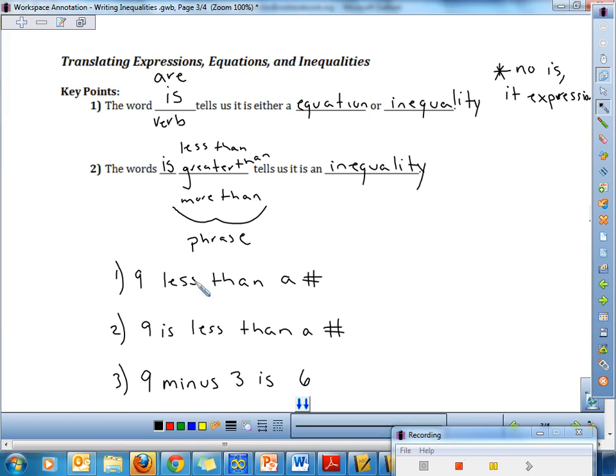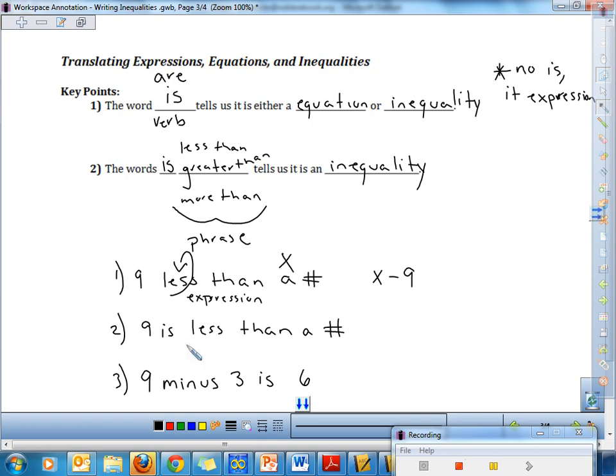So let's talk about all these different phrases. Alright, I'm looking at this first one, and I'm asking, is there an is? I don't see the verb is. That tells me that this right here is an expression. So I'm going to go ahead and annotate it. 9 less than, remember we need to flip, less than a number. So this is literally written as 9 minus a number. Or I'm sorry, x minus 9. 9 less than a number is written as x minus 9.